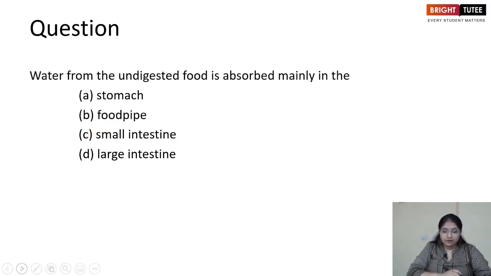Water from the undigested food is absorbed mainly in the stomach, food pipe, small intestine or large intestine. So, the answer is large intestine, because water and salts that might have been in the food, undigested food, are absorbed in the large intestine.